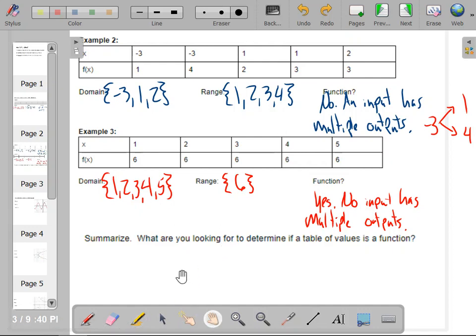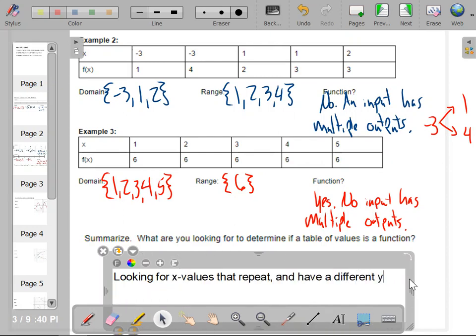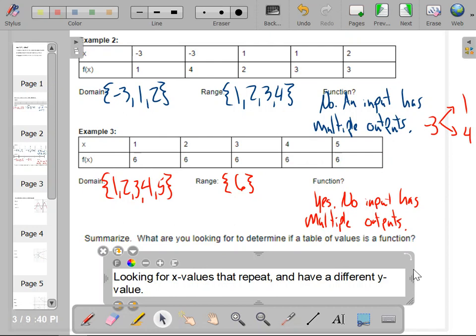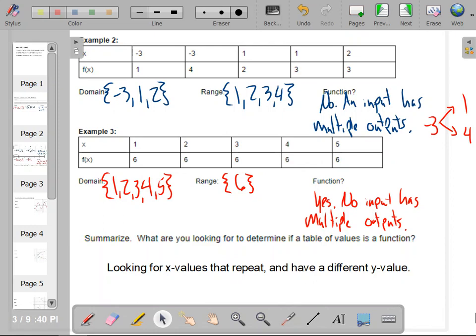So, to summarize what you're looking for to determine if a table of values is a function: you are looking for x values that repeat and have a different y value. You can write that however you want, but the gist of it is you are looking for x values that repeat. If there are none, it's a function. If x's do repeat and have a different y value, then it's not a function because one input has multiple outputs. So that's one way to talk about functions if I give you a table.